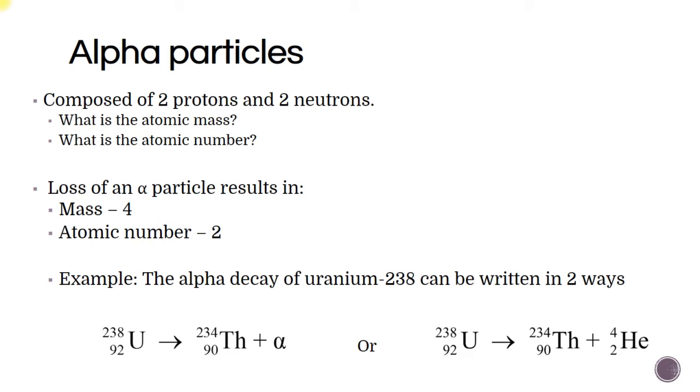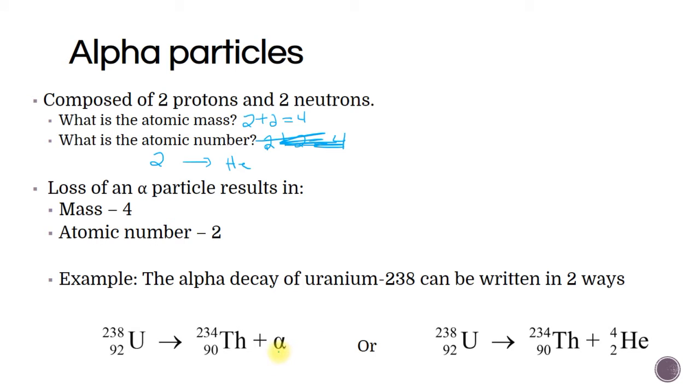Alpha particles are 2 protons and 2 neutrons, which means they have a mass of, so it's protons plus neutrons, they have a mass of 4. The atomic number is going to be just the number of protons. So there's 2 protons. And so the atomic number of the element number 2 is helium, as I said before. So helium with a mass of 4 is an alpha particle.